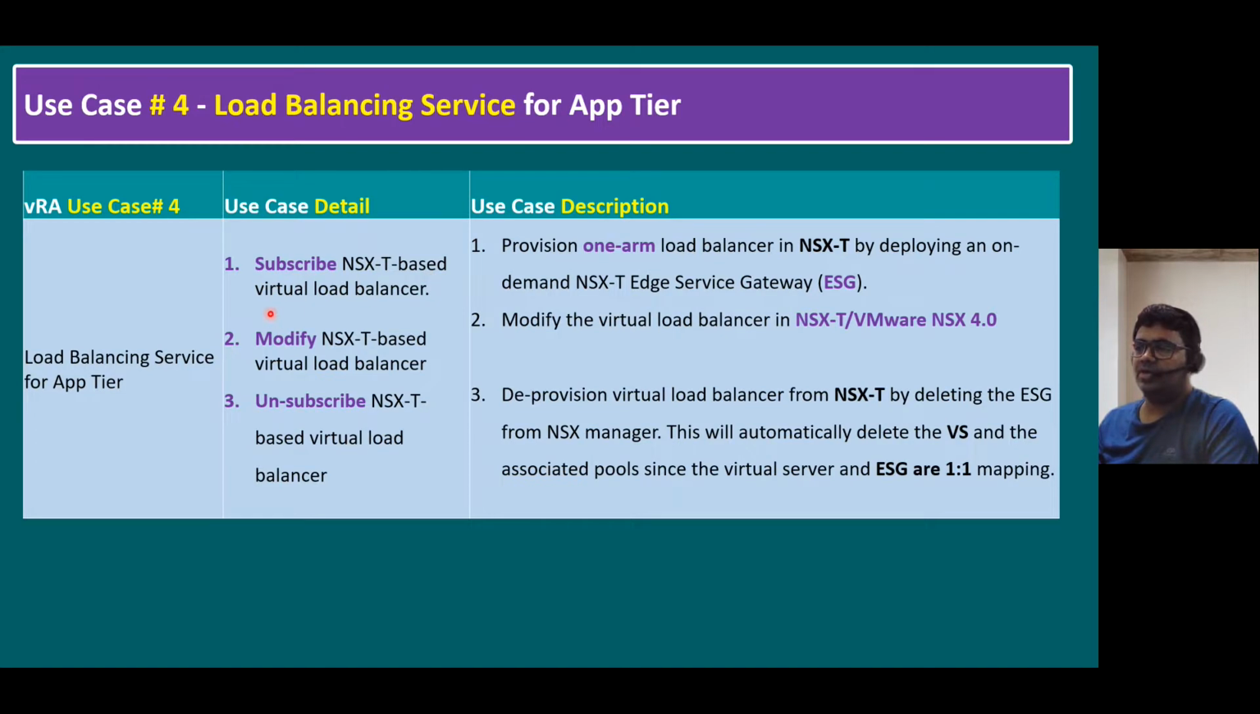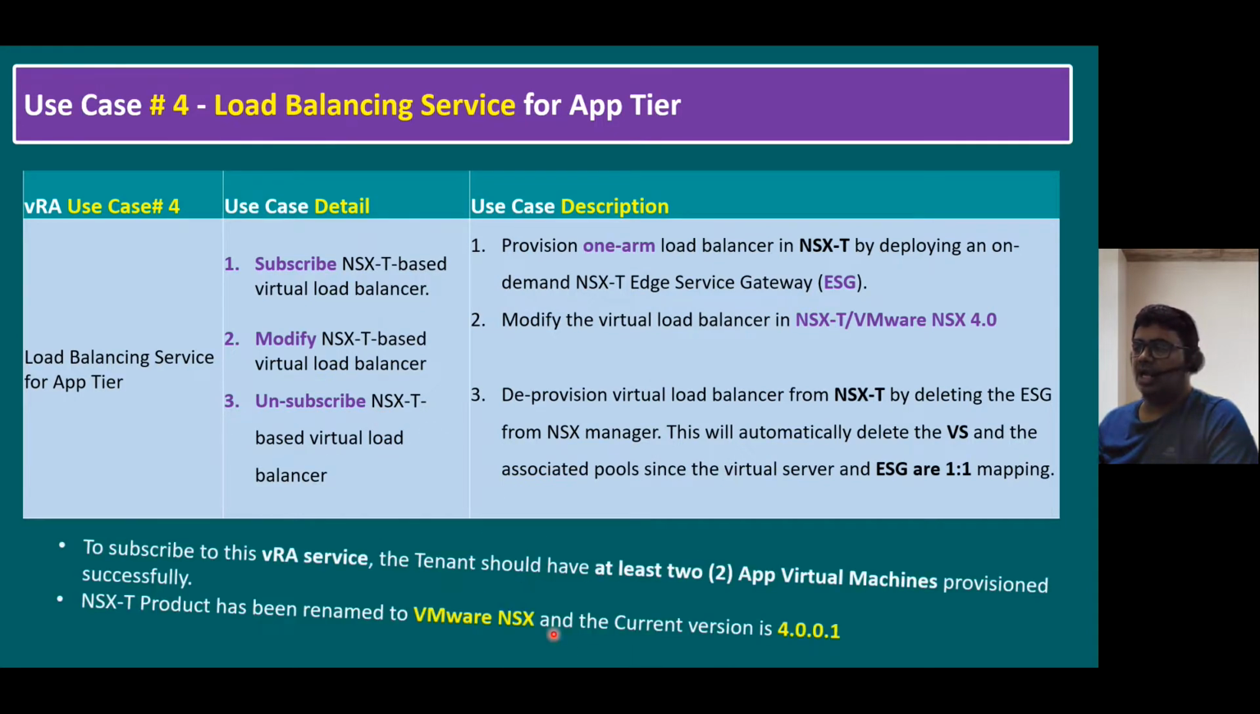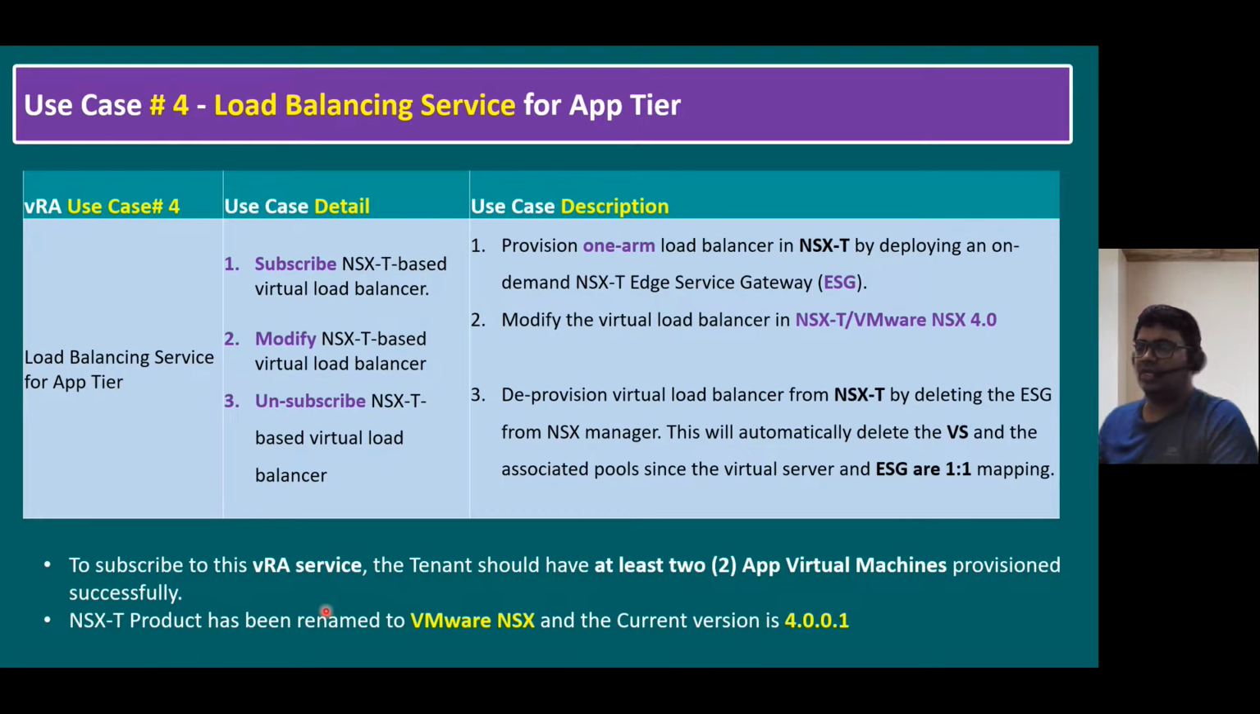Subscribe NSX-T based virtual load balancer, modify NSX load balancer, and unsubscribe. For these options also we can prepare a use case. This use case also involves, like a vRA service, tenants having at least two application VMs. If we want to configure a load balancing service, the requirement is minimally we should have two virtual machines. And as I mentioned, the NSX-T product has been renamed to VMware NSX and the current version is 4.0.1.